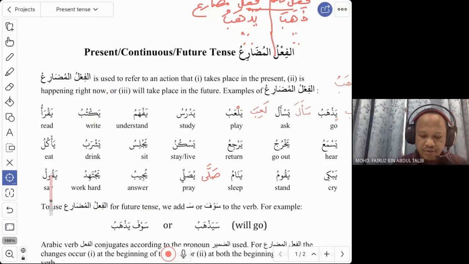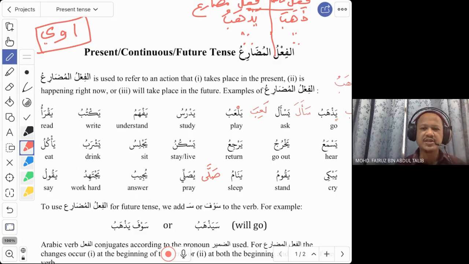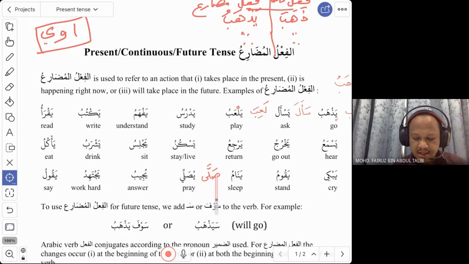The last one, yakulu, you have waw. So if the verb has one of these letters, alif, waw, and ya, you will see some changes to the verb. That is why in this case, you see the word salla, with sad, lam, and then the alif. But when it becomes the mudari, you see the alif is now changed to ya. So this is only for this word and other similar words.